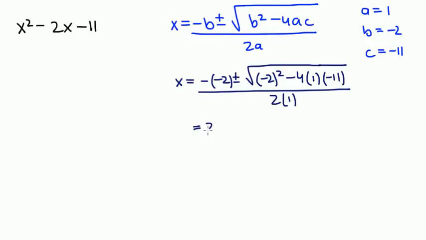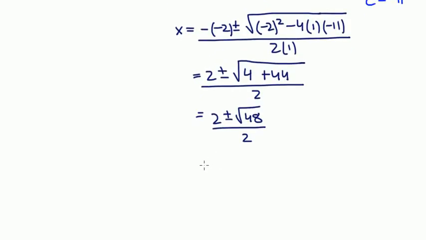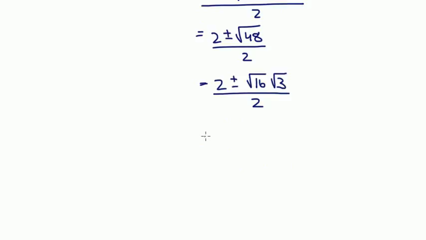So minus minus 2, we get 2, plus or minus the square root of 4 minus 4 by 1 gives us minus 4, by minus 11 gives us 44, all over 2. We get 2 plus or minus the square root of 48, all over 2. We continue to just simplify. We can break 48 up into the square root of 16 and the square root of 3. We get 2 plus or minus 4 times the square root of 3 over 2, which is 1 plus or minus twice the square root of 3.